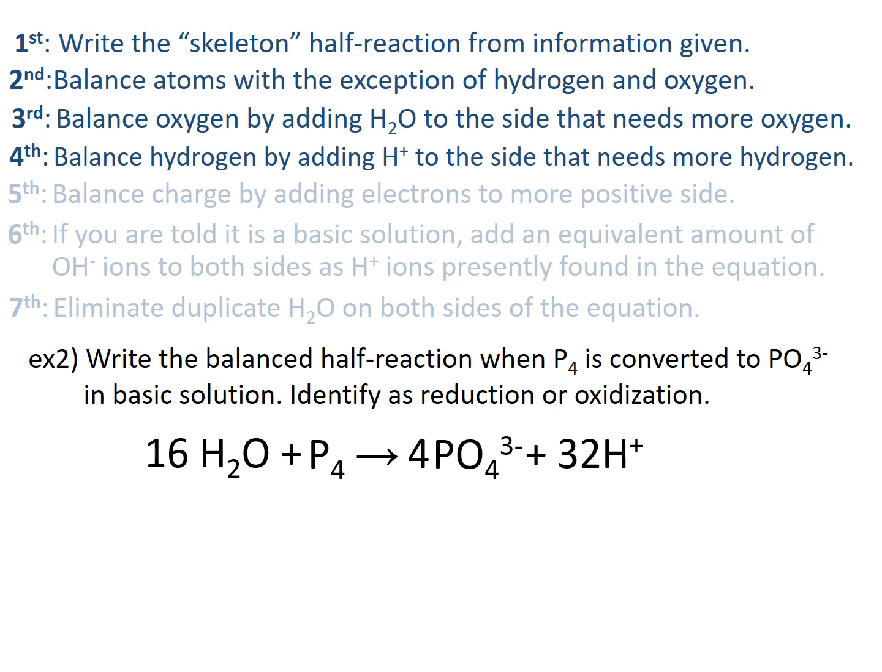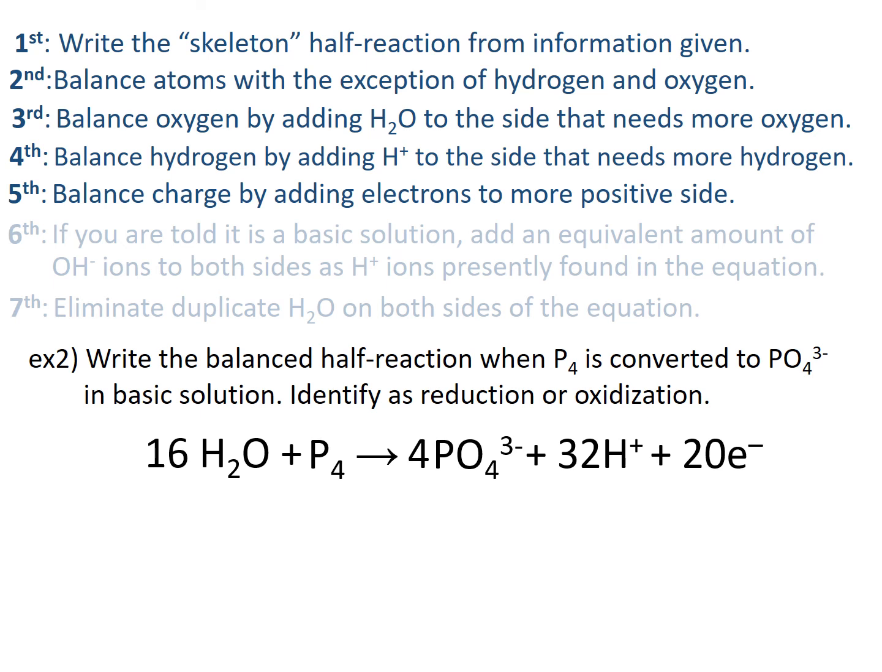Now I have to balance charge by adding electrons to the more positive side. Right now I have no charge on the left, but I have a plus 20 on the right. That comes from the fact I have 4 negative 3's, which give me a minus 12, and I have 32 plus 1's, which gives me a plus 32. And when I put together minus 12 and positive 32, that gives me a total of plus 20. So to make the charge balance out, I will have to add 20 electrons to the right-hand side, and that will make the charge on either side of the equation equal.